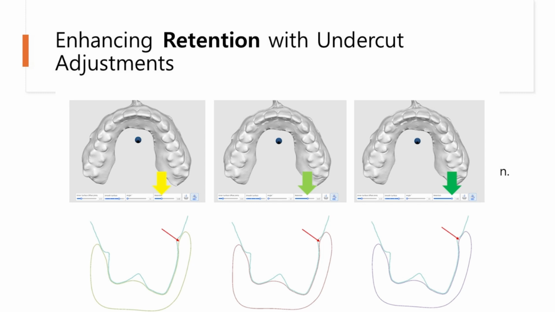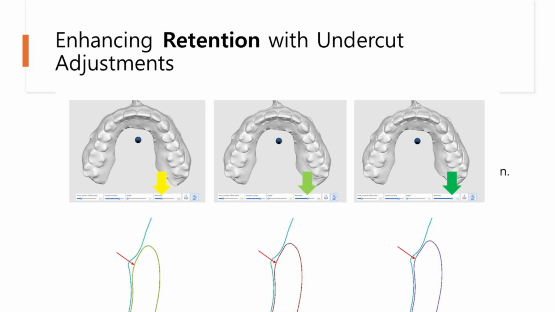These protrusions are designed to engage with the natural undercuts of the teeth without causing discomfort. As the thickness inside the undercut areas increases, the overall offset decreases. This decrease in offset results in a tighter fit of the splint on the teeth, thereby enhancing retention. This adjustment is vital for ensuring the splint remains in place, providing consistent therapeutic benefits and comfort to the wearer.